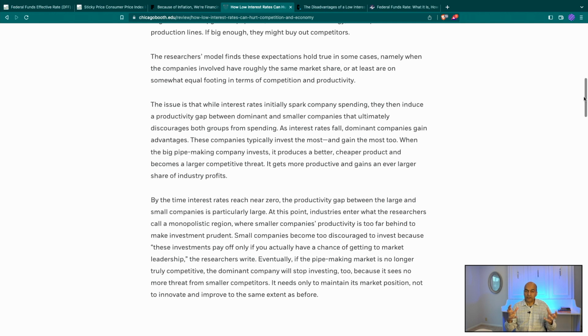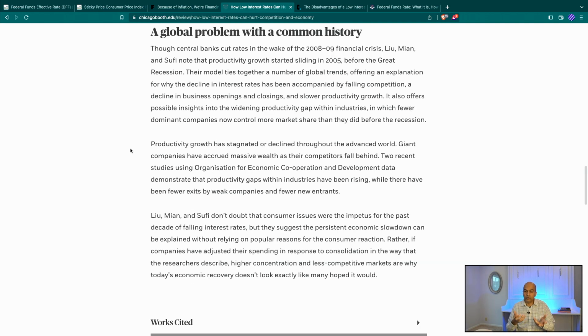Basically, a lot of these companies are able to consolidate. With the low rates, they can buy out their smaller competitors, or they can just outcompete them, and that results in lower productivity and stagnation in the economy. The article notes here, productivity growth has stagnated or declined throughout the advanced world, so it's not just a local US phenomenon, it's affecting the entire world. End result, the consumer loses because there's less competition. The bigger fish keep getting bigger, they consume the smaller fish, or the smaller fish are forced to leave, and as a result, there's less competition, the prices go up, inflation goes up.